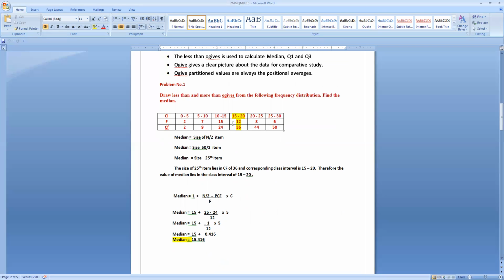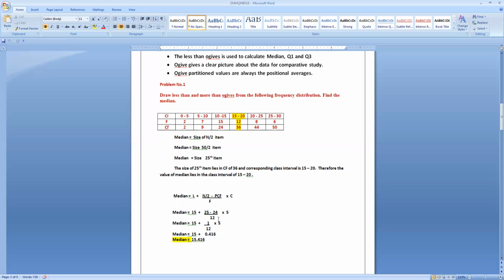So median equals the lower limit of the median class interval, which is 15, plus n by 2, which is nothing but 25, minus the preceding CF, which they have given as 24, and the frequency of the median class will be 12. So 25 minus 24 by 12 into 5. Median equals 15 plus the difference of 25 minus 24, which is 1, by 12 into 5.